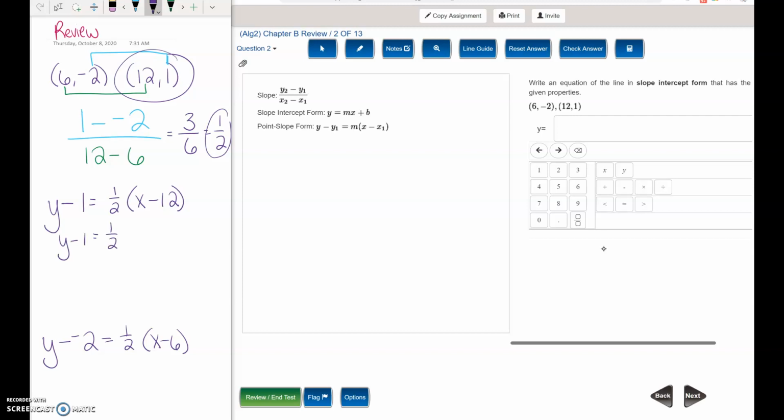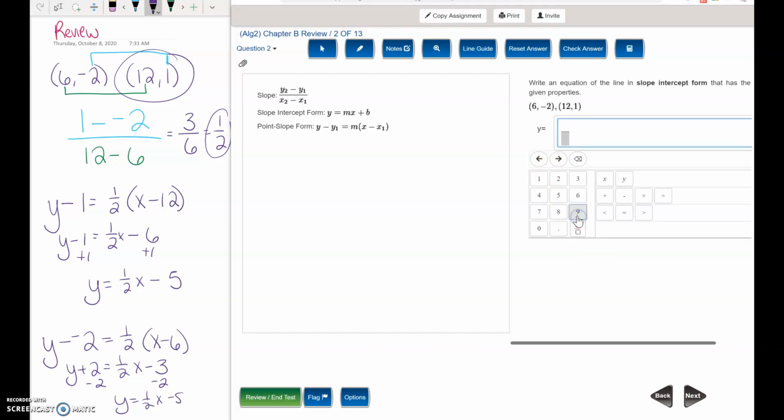Distribute your slope, so 1/2 x minus 6. Add 1 on both sides, and you end up with 1/2 x minus 5. Okay, if you did it this other one, you have y plus 2 equals 1/2 x minus 3, subtract 2 on both sides, and you end up with 1/2 x minus 5. So no matter which point you choose, you'll get the same thing. Fraction bar, 1/2 x minus 5.